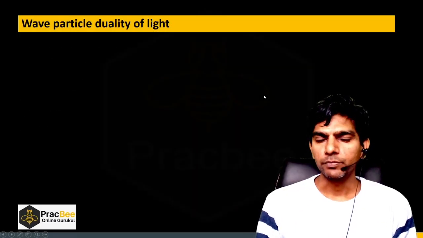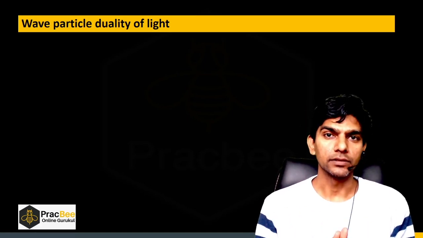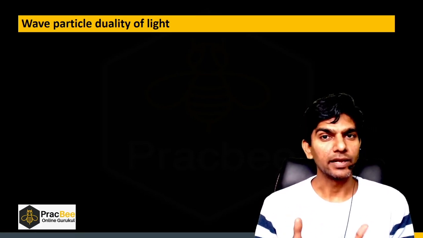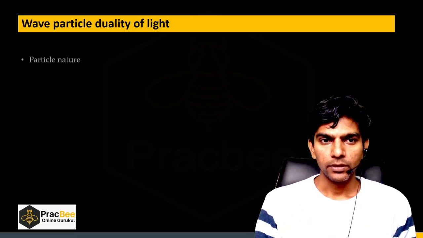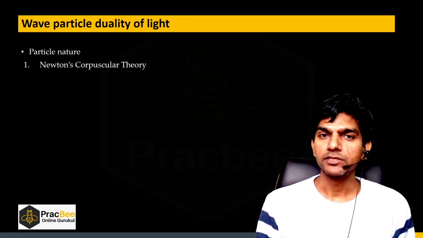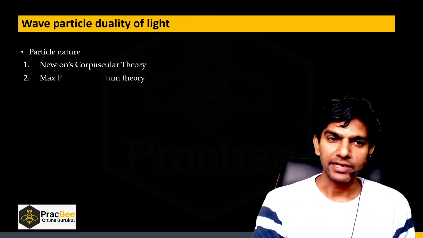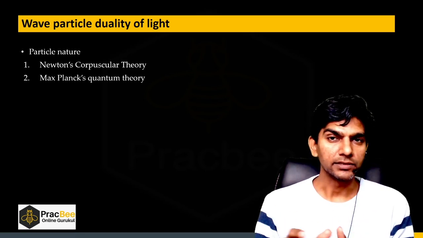So what is wave-particle duality of light? There are some theories which believe light is a particle, and there are certain theories which believe light is a wave. We are going to discuss some of these theories. If you treat light as a particle, there are two important theories. First is Newton's corpuscular theory, and second is Max Planck's quantum theory. Both these theories treat light as a particle.